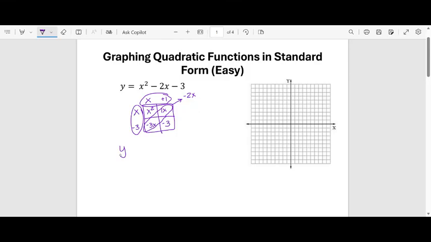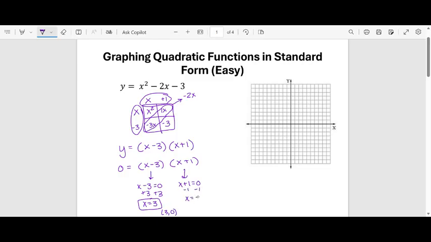Let's rewrite this as y equals x minus 3 times x plus 1. Now that it's in factored form, you can use the zero product property to find your x-intercepts. To find your x-intercepts, you'll plug in 0 for y, and then using the zero product property, you will calculate your two x-intercepts. So we'll say x minus 3 equals 0, and x plus 1 equals 0. We'll add 3 to each side and get x equals 3. So your first x-intercept will be at 3, 0. Then subtract 1 on each side, and you'll get x equals negative 1. So our second x-intercept will be at negative 1, 0.